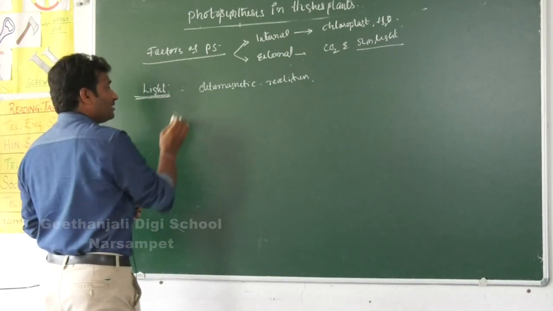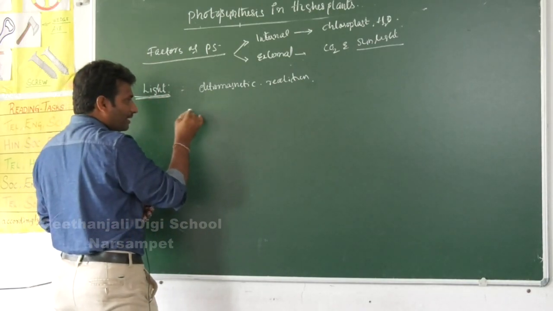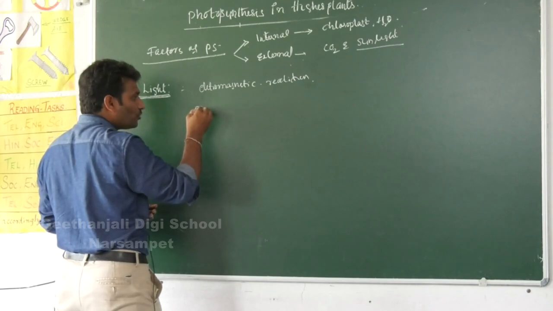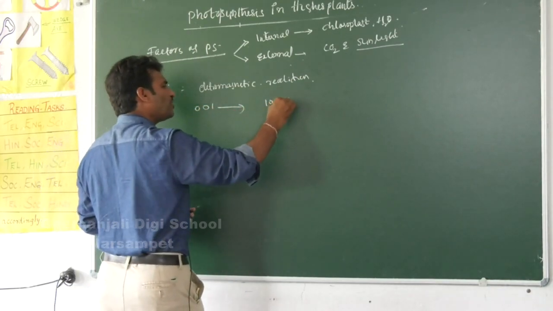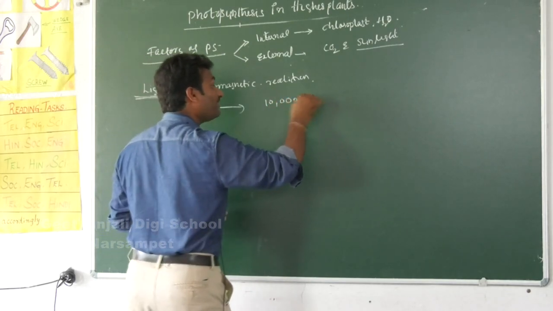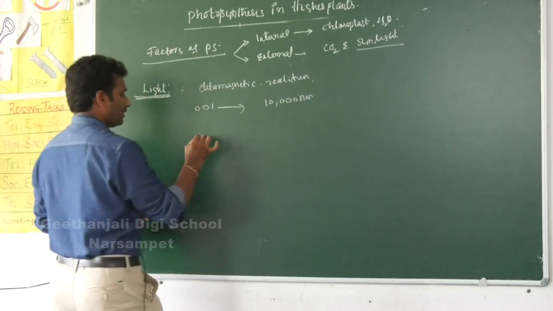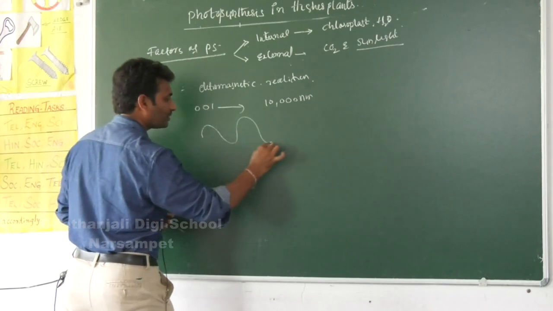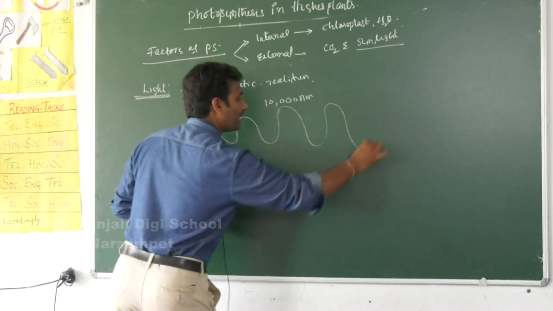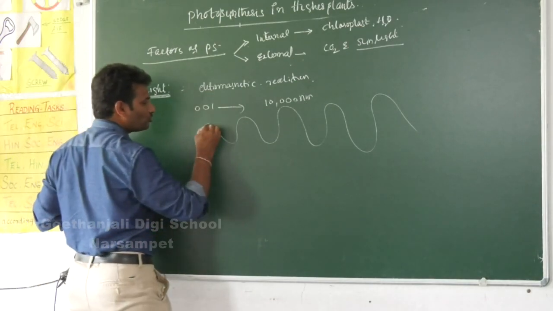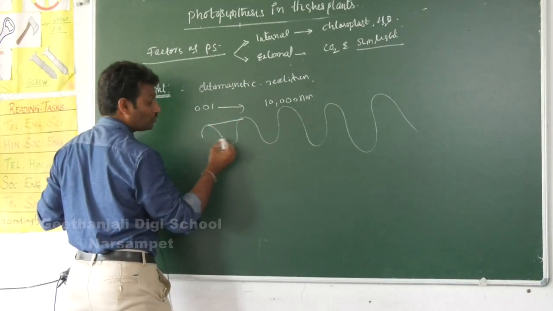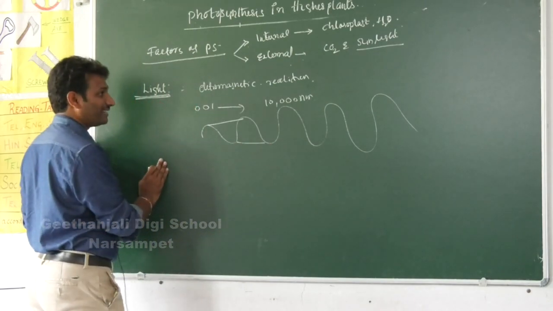And it just starts from 0.01 to 10,000 nanometers wavelength. It means that light is traveling in a wavy manner. The distance between two crests or troughs is known as wavelength.